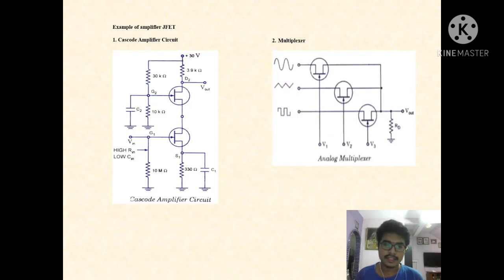Now, this is the example of an amplifier of JFET. First one is a cascode amplifier circuit. So you can see here, this is the cascode amplifier circuit for JFET. And the second one is a multiplexer. This is an analog multiplexer.